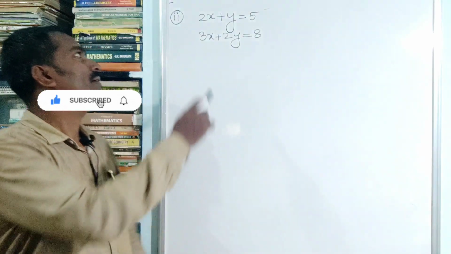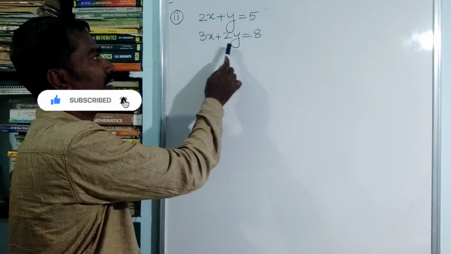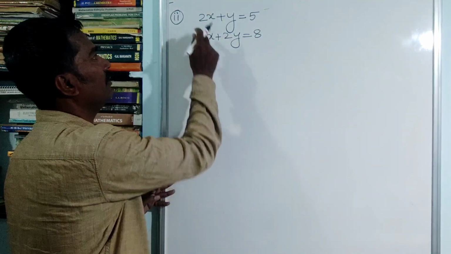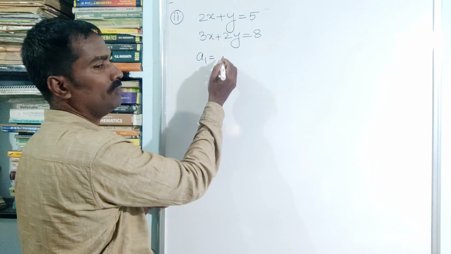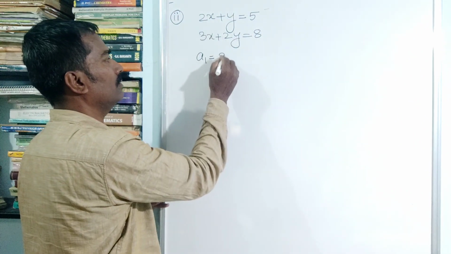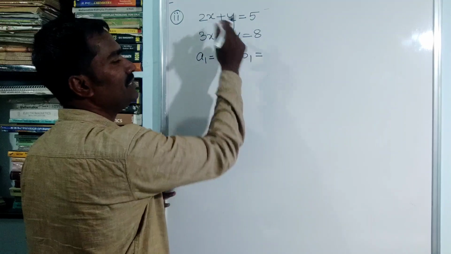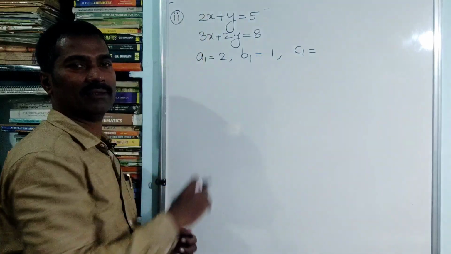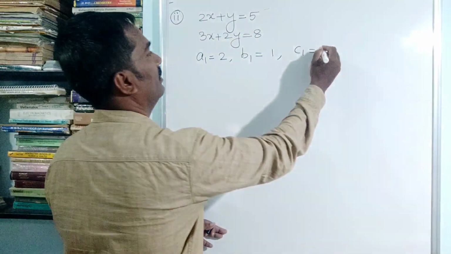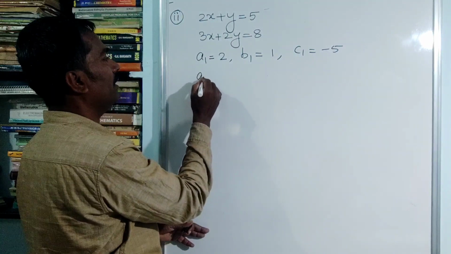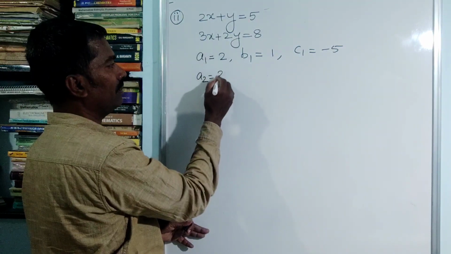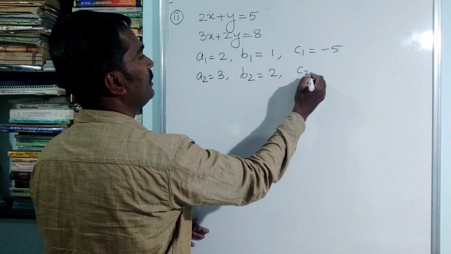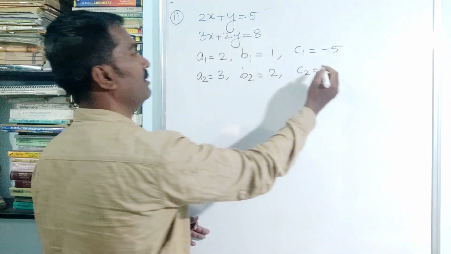Second question. 2x plus y is equal to 5. 3x plus 2y is equal to 8. So here a1, the coefficient of x, how much? 2. b1 is equal to 1. c1 is equal to, taking this 5 to the left side, minus 5. Then a2 is equal to 3. b2 is equal to the coefficient of y, 2. c2 is equal to, taking 8 to the left side, minus 8.